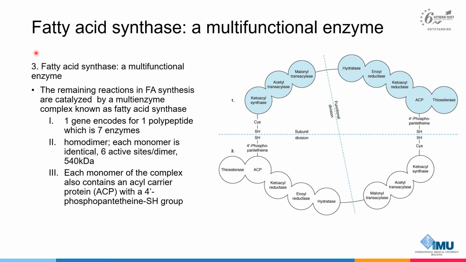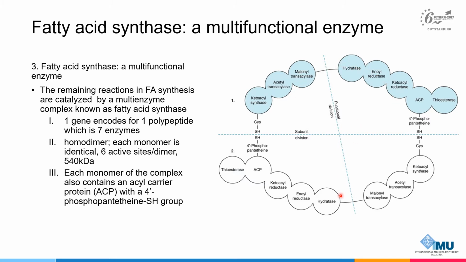So once you have your methylmalonyl-CoA, the rest of the reaction involved in fatty acid synthesis is catalyzed by one large polypeptide or enzyme known as fatty acid synthase. So here's the structure of fatty acid synthase. So it is one polypeptide which has 7 different enzymes in it. So look at the structure of it. Pay attention to all the different types of enzyme here.